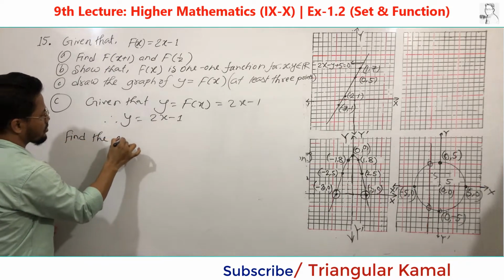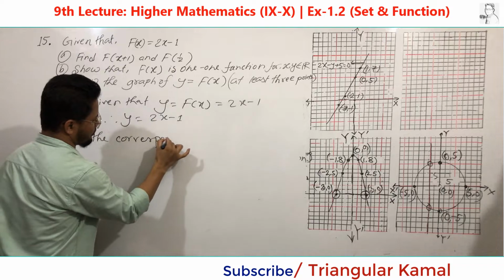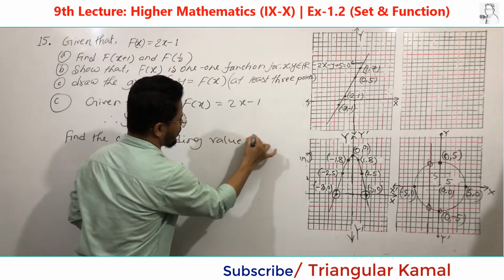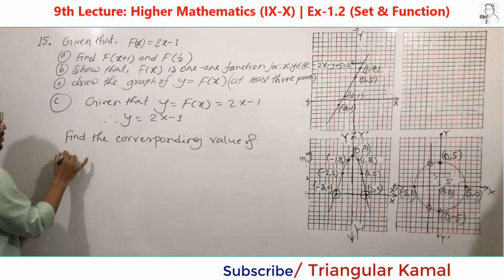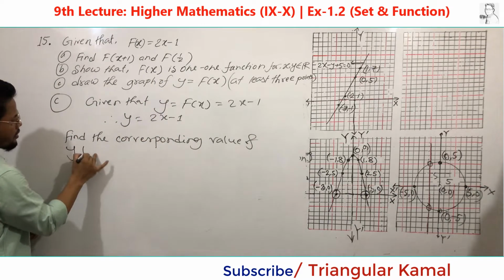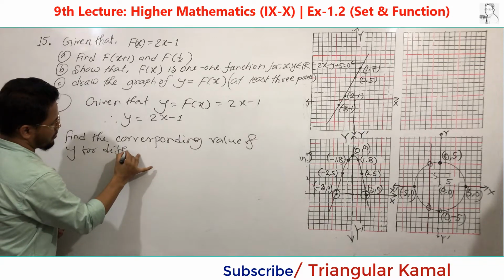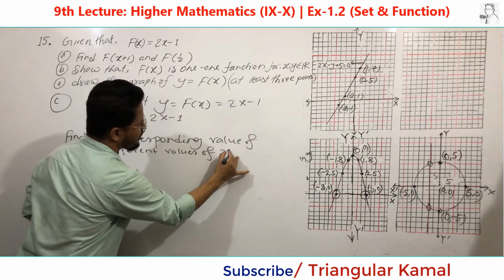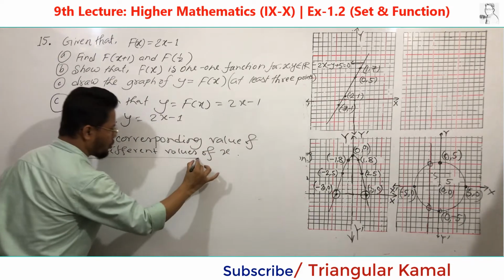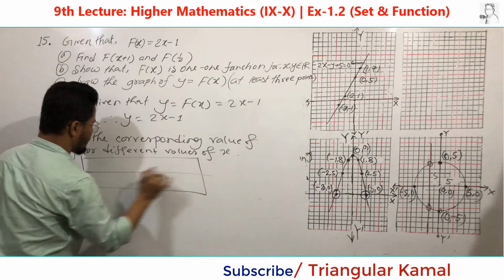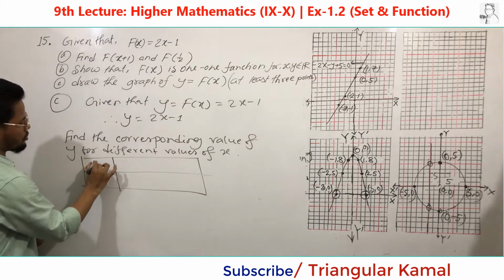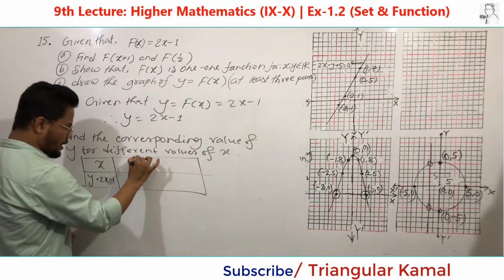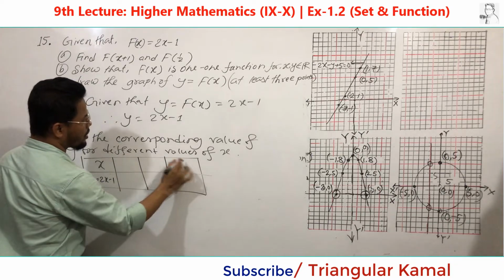Find the corresponding value of y for different values of x. The question requirement says taking at least 3 points. This one is x, this one is y equals twice x minus 1. So taking at least 3 points, first one, second one, and third one.